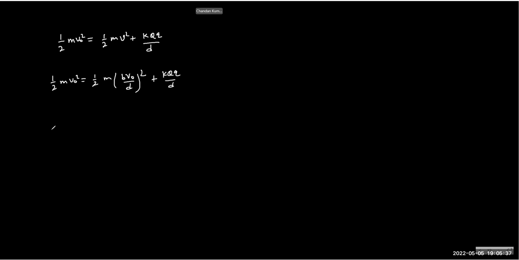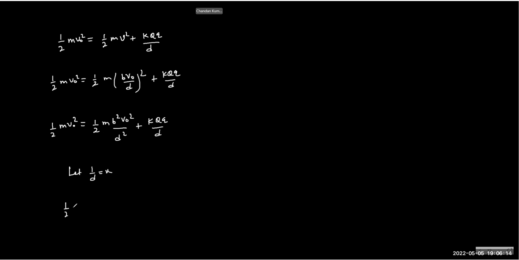So if I multiply both sides by 2, half m v naught square equals half m b square v naught square by d square. Now you may think that this is difficult to solve, but this is very easy because it's a pure quadratic equation. So let 1 by d be x. This will be easy now.